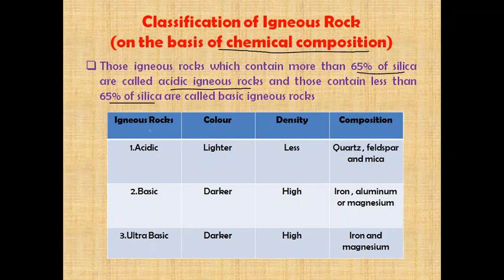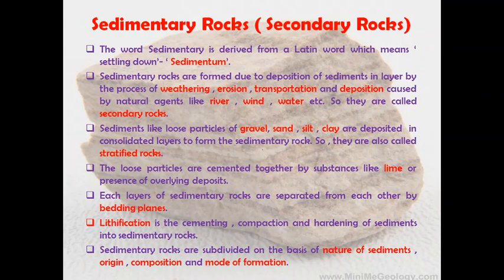Now, acidic and basic igneous rocks can also be differentiated on the basis of the following criteria. First of all, in terms of color, acidic igneous rocks are lighter and basic igneous rocks are darker. In terms of density, acidic igneous rocks have less density, whereas basic igneous rocks have more density. Acidic igneous rocks are mainly composed of quartz, feldspar and mica, whereas basic igneous rocks are composed of iron, aluminium or magnesium.